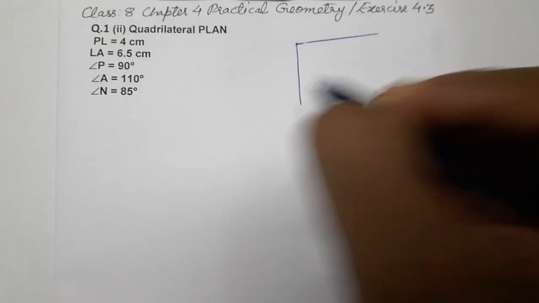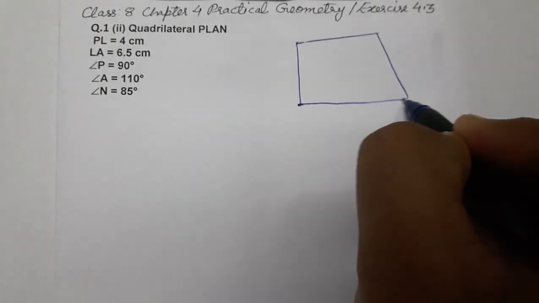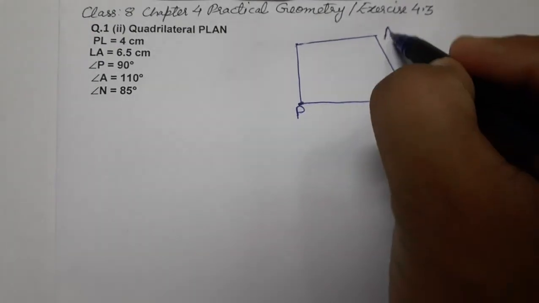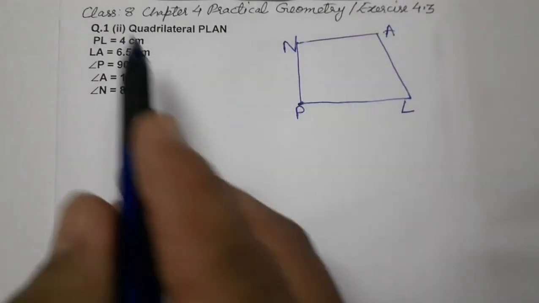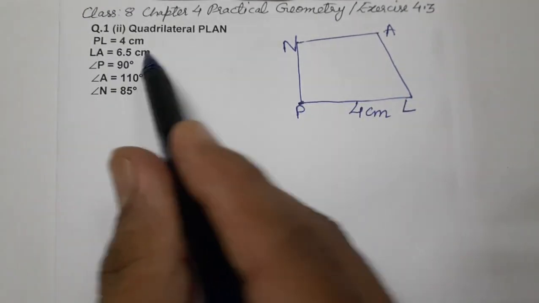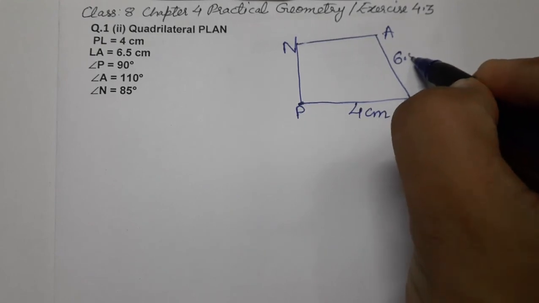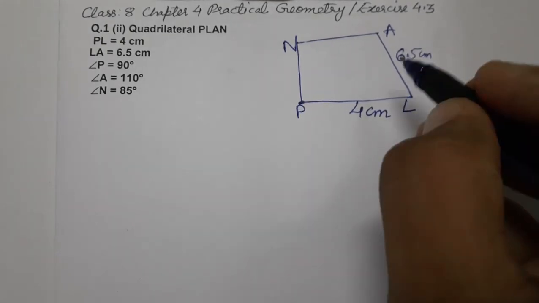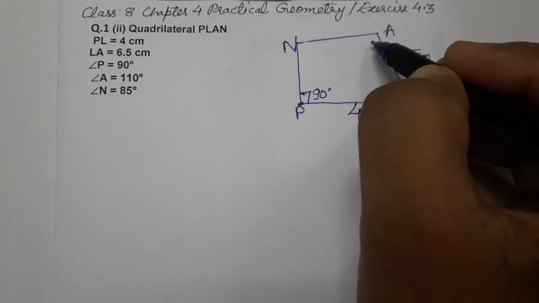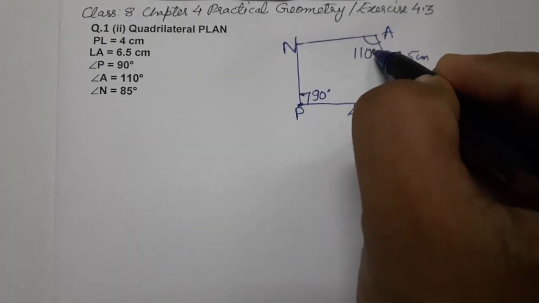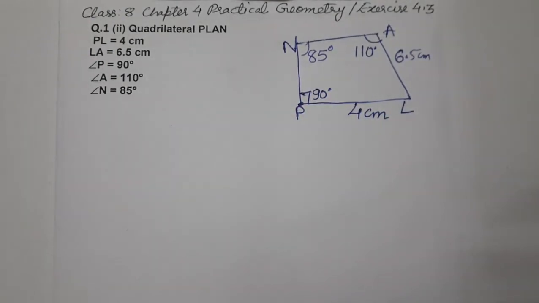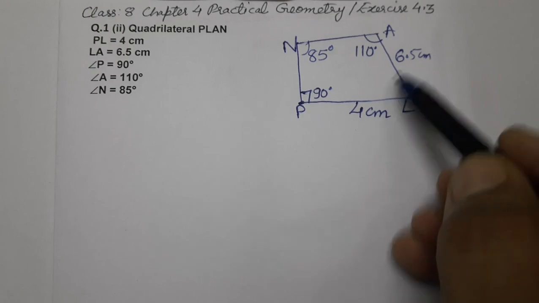So rough diagram, PLAN. P L A N. PL is 4, label it. LA is 6.5, angle P is 90, angle A is 110, angle N is 85. So these three angles and two sides are given to us.